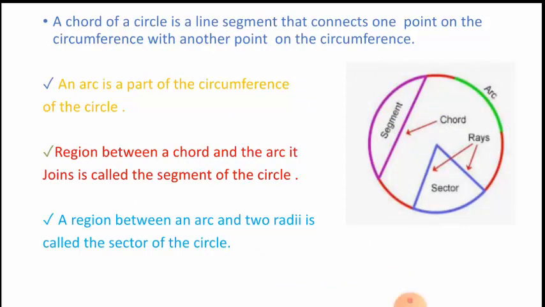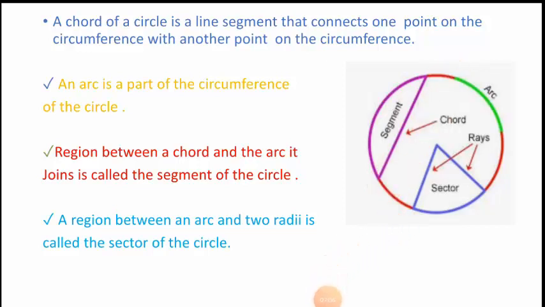So the other part of a circle which we have learned is the chord. A chord is a line segment that joins two points on a circle.